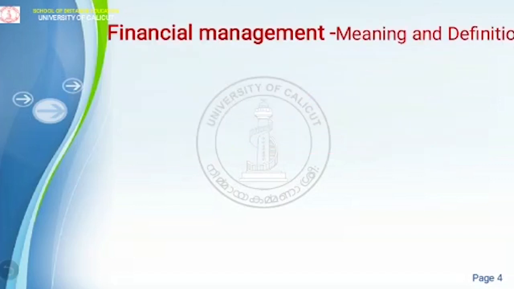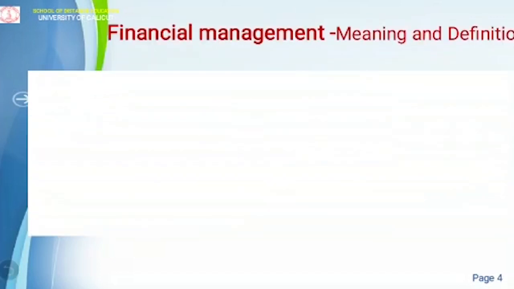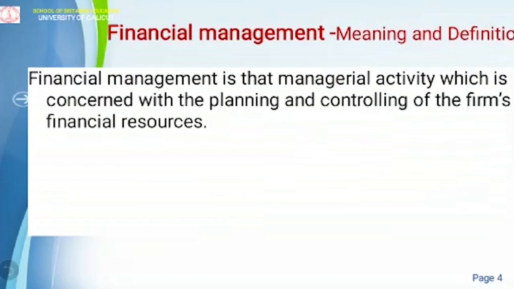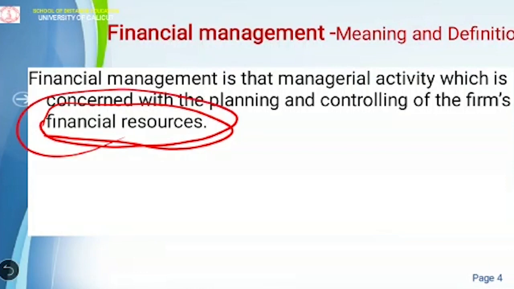So financial management, like all other management or functional areas of management, is the managerial activity which is concerned with the planning and control of the firm's financial resources. So like marketing and HR, here we are planning, controlling, organizing, or doing all the managerial functions related to the financial activities, financial resources of the organization.